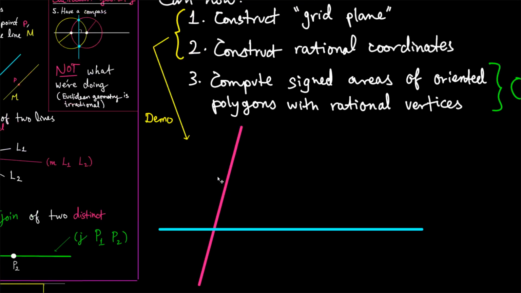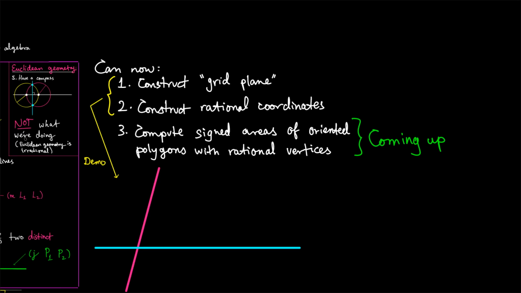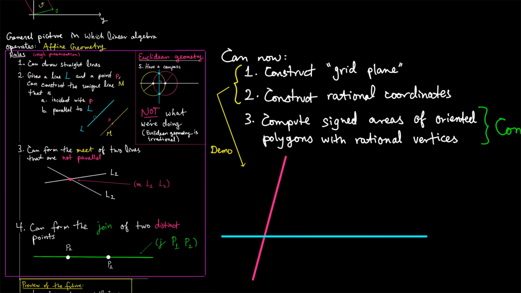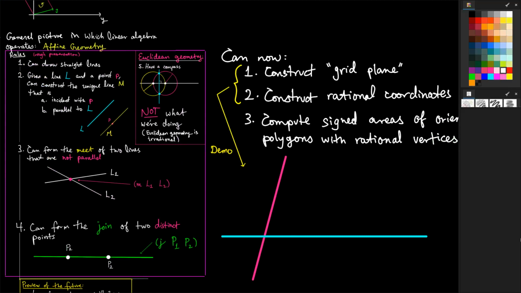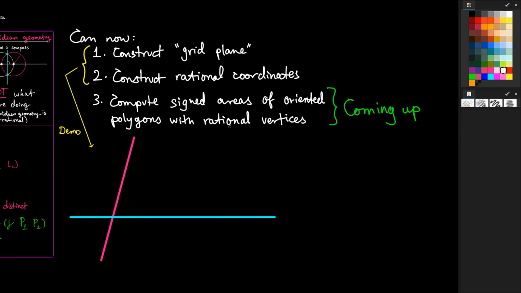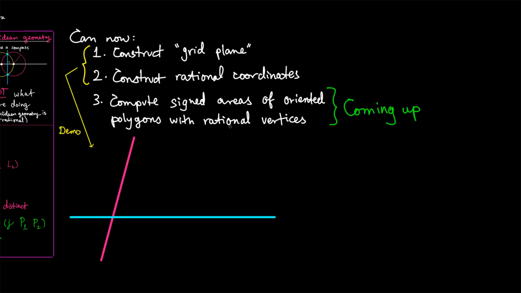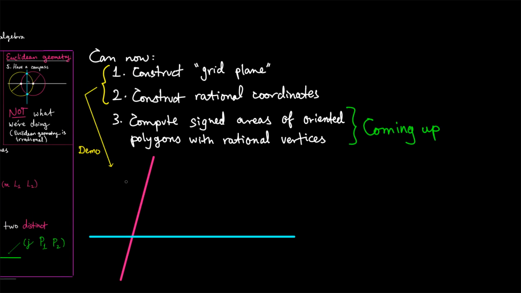So what I want to conclude with is a demonstration. Our rules are: we can draw straight lines, we can form a parallel line, we can form the meet of two lines, and we can form a join. We can do three things, actually. Number one is construct a grid plane, and I made this slightly off of perpendicular to emphasize that this does not have the Euclidean notion of right angles. We can actually measure angles in a really interesting way, and I'm going to talk about that in another video. We can come up with a perfectly consistent way to measure angles.